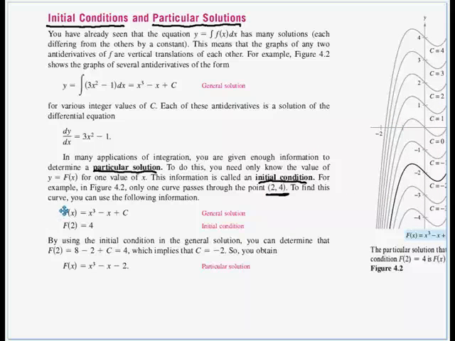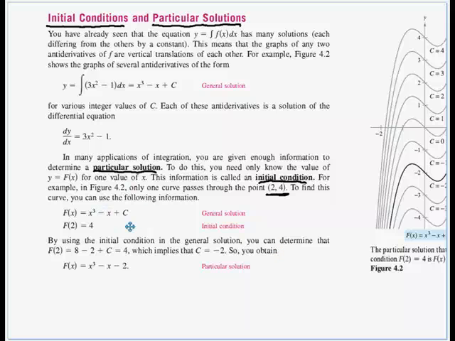To find the curve, we can use the following information. Here's our general solution, x to the third minus x plus c. And we know we have the initial condition, f of 2 is equal to 4. The point 2,4 is on the curve. So if we take our general solution and put a 2 in for all the x's and set it equal to 4, we can solve for the constant. So f of 2 is 2 to the third, which is 8, minus 2, plus our constant c, is equal to 4. And if we solve that for c, we get the value c is negative 2.